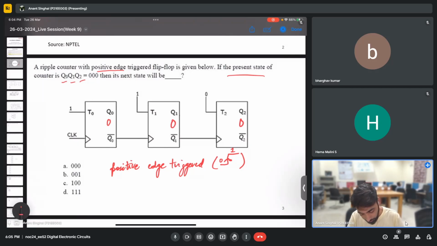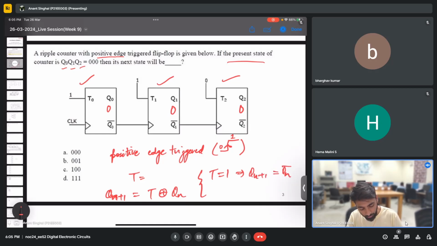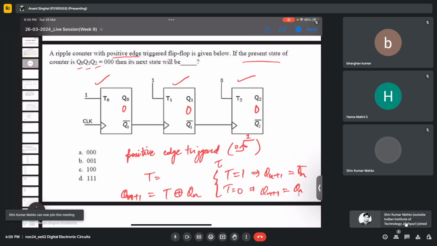So this is quite basic. First of all, these you can see are clearly T flip flops, and for T flip flops we know the characteristic equation is Qn+1 is nothing but T XOR Qn. That is, if T is 1, then Qn+1 is given by Qn complement, and if T is 0, it will not toggle. That is, Qn+1 will remain Qn itself. So that is why it is also called a toggle flip flop.